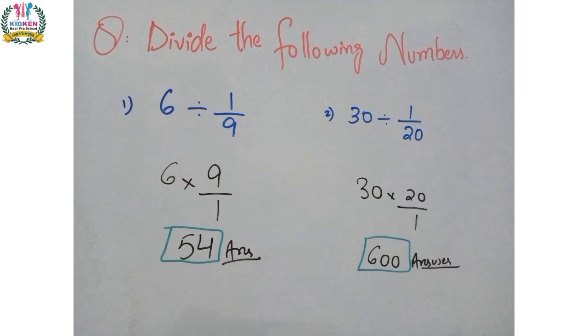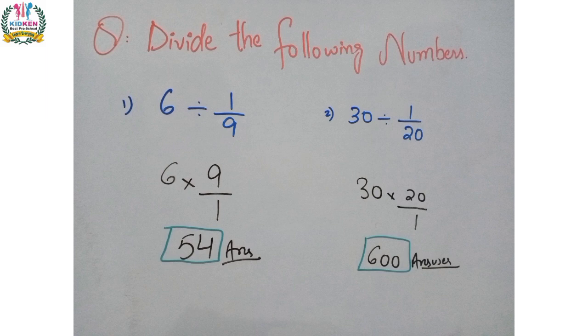Next question is divide the following sums. So our question number 1 is 6 divided by 1 upon 9. So here it is division, and the denominator has 9 and the numerator has 1. So we can convert it into multiplication, and the fraction is also inverted. So we have 6 multiplied by 9. So we can start counting the table of 6 till 9. So 6 9s are 54. So we can write in the answer 54.